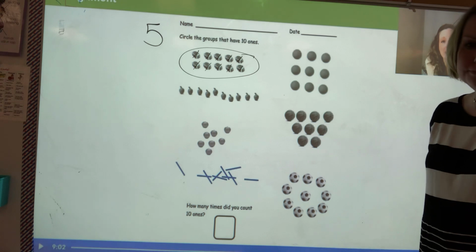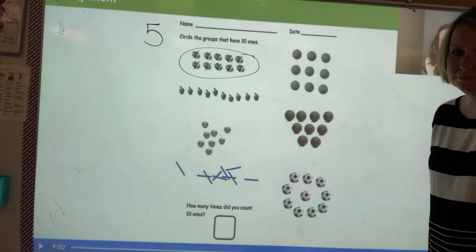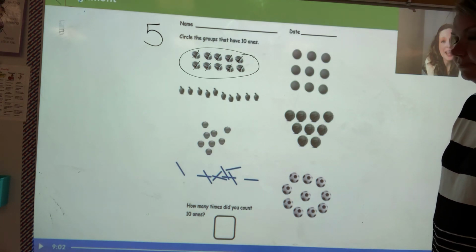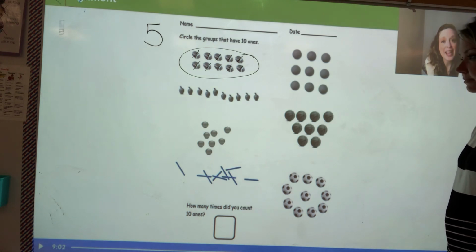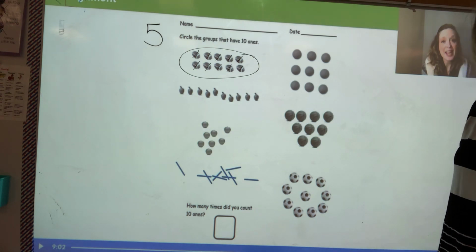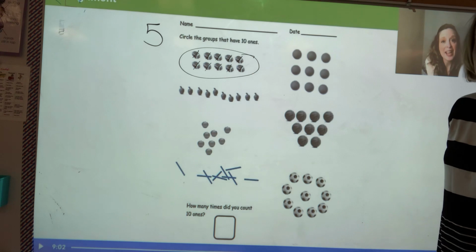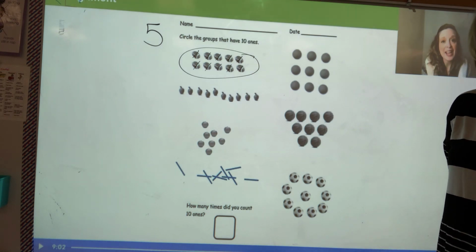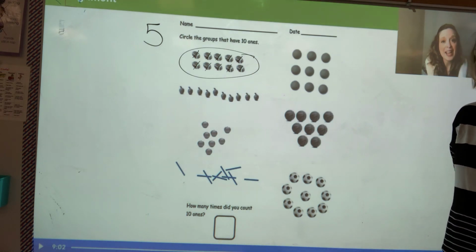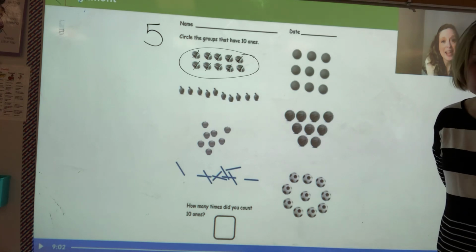Miss Kate, what do you do with the basketballs and the weird thing stick? You're going to count and see if there's 10. If there are, you're going to circle the group of 10. If there's not, you leave it alone. Okay.